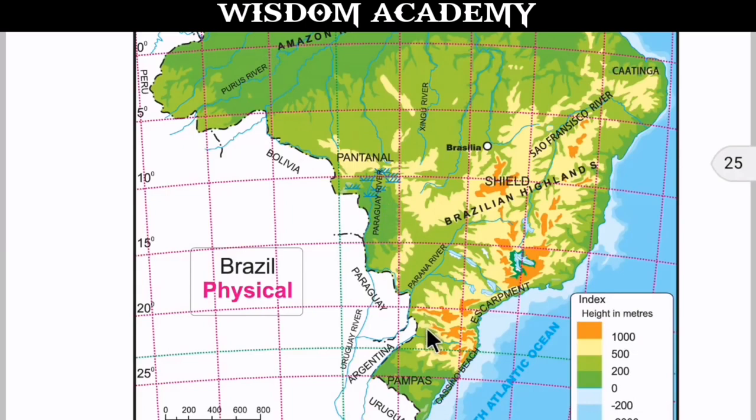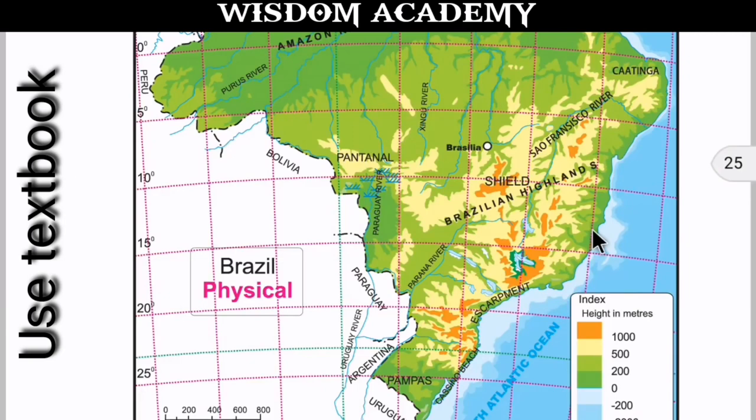Also, you cannot see major peaks in Brazil. Coastal plains are restricted in this expanse. There are no wide coastal plains in this country. Coastal plains ki width bhi bahut kam hai.